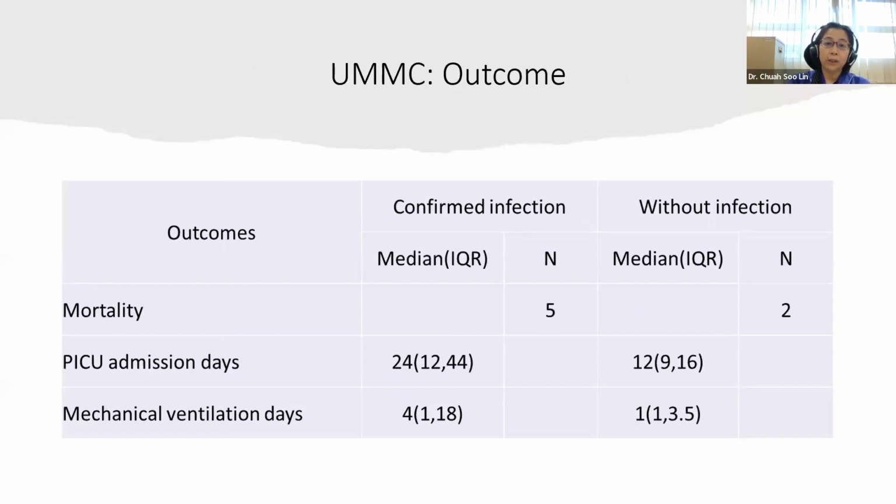So now we come to the outcome. So far we have 7 deaths, 7 mortalities out of 21, so it comes to about 30% mortality. Our PICU admission stay for those with confirmed infections is 24 days, and without infections is 12 days, as the median. And we have a longer ventilation stay, 4 days for those with confirmed infections. Without infections, I think it's quite standard, about a day as a median.